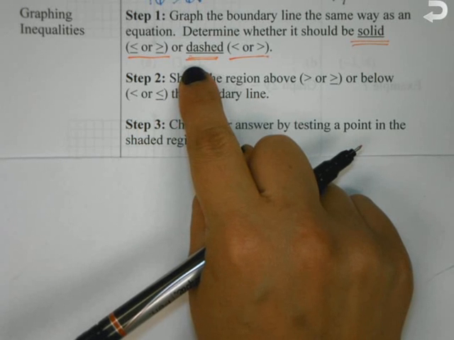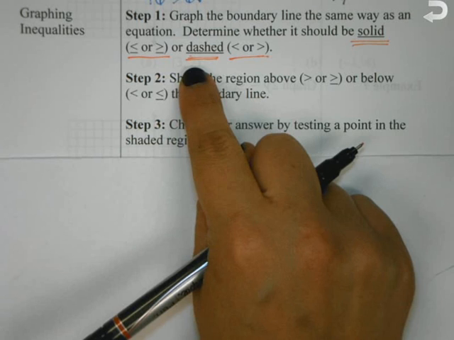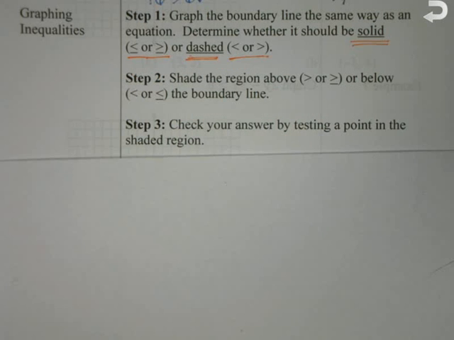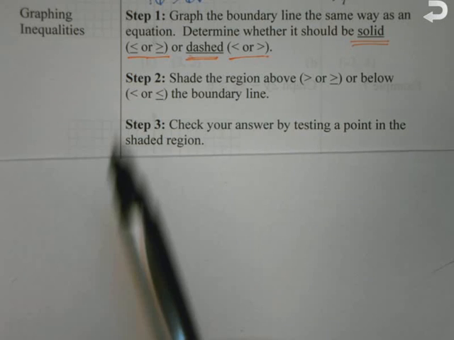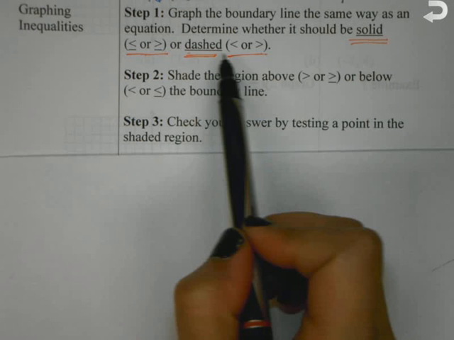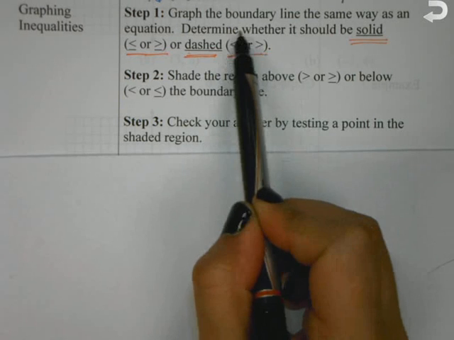Okay, so if there's the equal to underneath, it's kind of like how when we graph on the number line, if it has the equal to, it's a solid point. If you have the equal to, it's a solid line. You know how when we just have the less than or greater than, you put an open circle instead of a solid point?